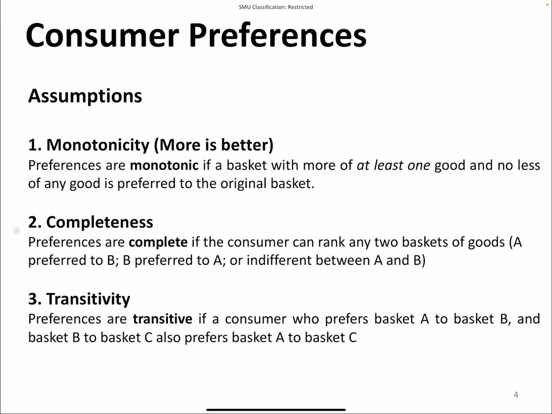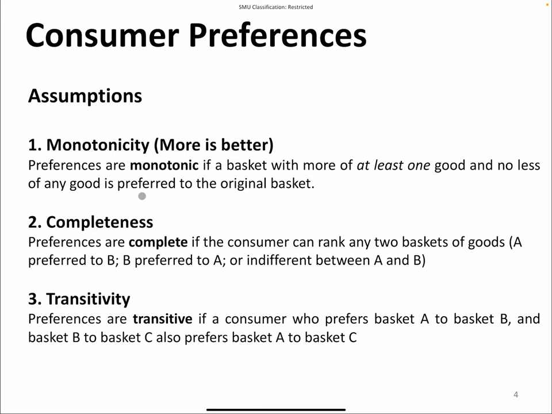To be well-defined preferences, you need to have these three assumptions. They are all very natural, basic assumptions. First, monotonicity. Of course, you want to say that more is better. If you have a consumption basket that has more of the goods than the other consumption basket, the larger basket has to give you a higher happiness level. It's very natural. And number two, completeness.